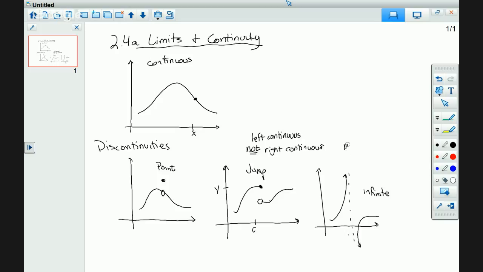These are not. They are not left or right continuous. You have to touch that point. You have to get to it to have continuity. It has to exist. These do not exist at that point, so they're not left or right continuous. All right.